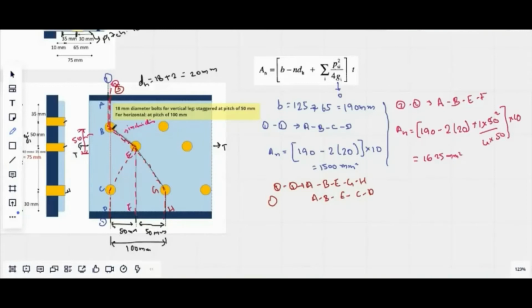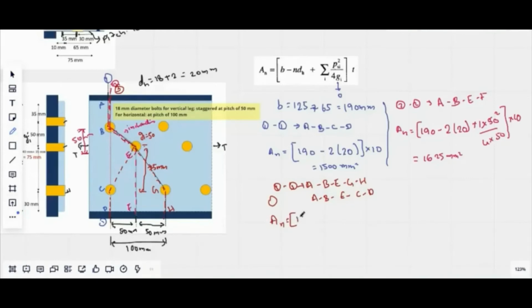As we can see, in both the cases the number of bolts is three, one, two, three, as well as in this pattern also the number of bolts is three. And it can also be seen that the gauge distance G1 here is about 50, and the gauge distance G2 is about 75 mm. So either I consider the failure pattern in this way or in this manner, I will get the same net area. Let us calculate the net area.